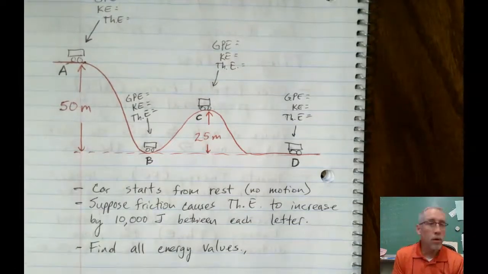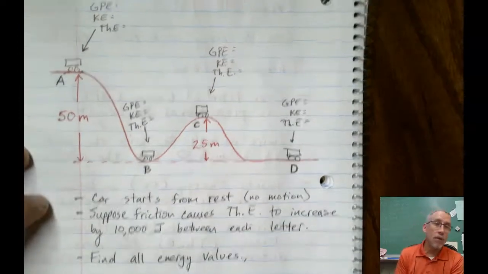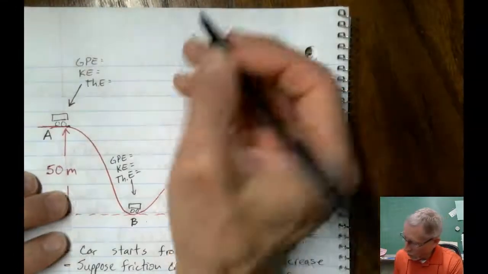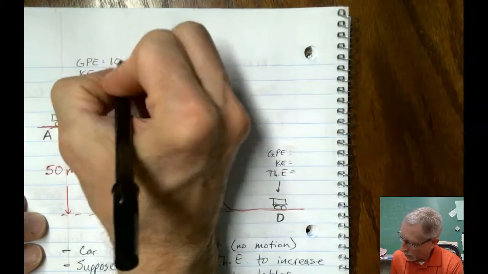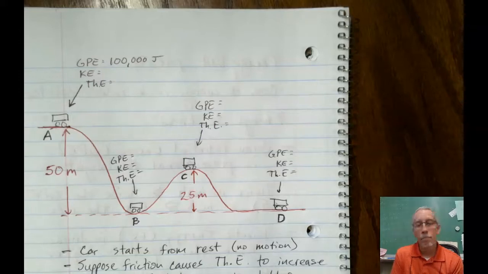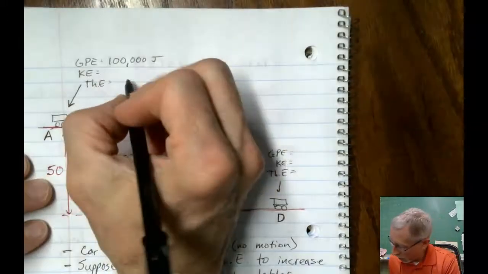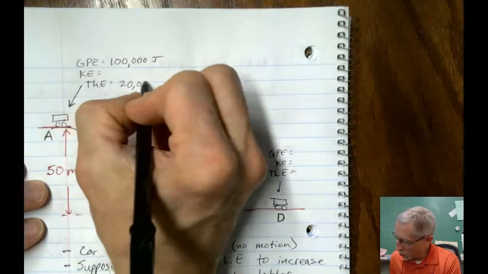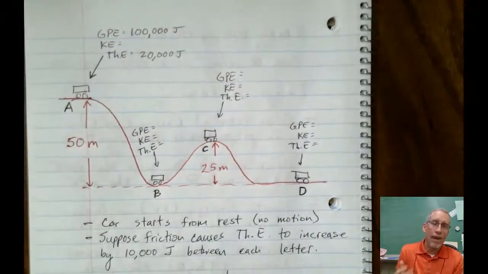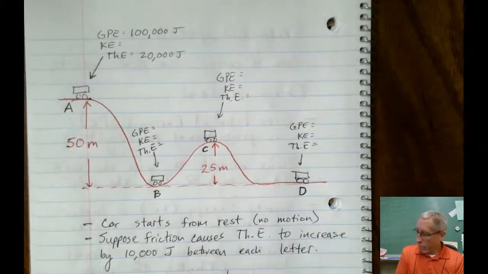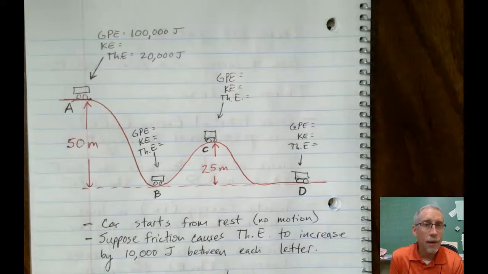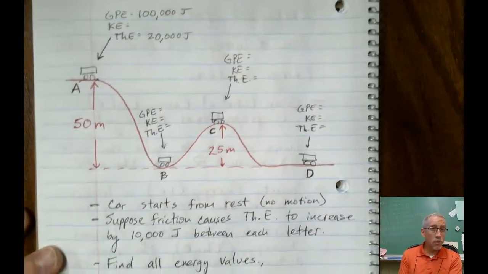And what I want you to do is to find all the energy values. So I'm going to give you some of the values to start with. For example, let's suppose that we start with 100,000 joules of gravitational potential energy and 20,000 joules of thermal energy, because the little roller coaster car must have some thermal energy. I mean, everything has a little thermal energy. And then your job would be to find the rest of the energies. So it's like a little puzzle, if you will.